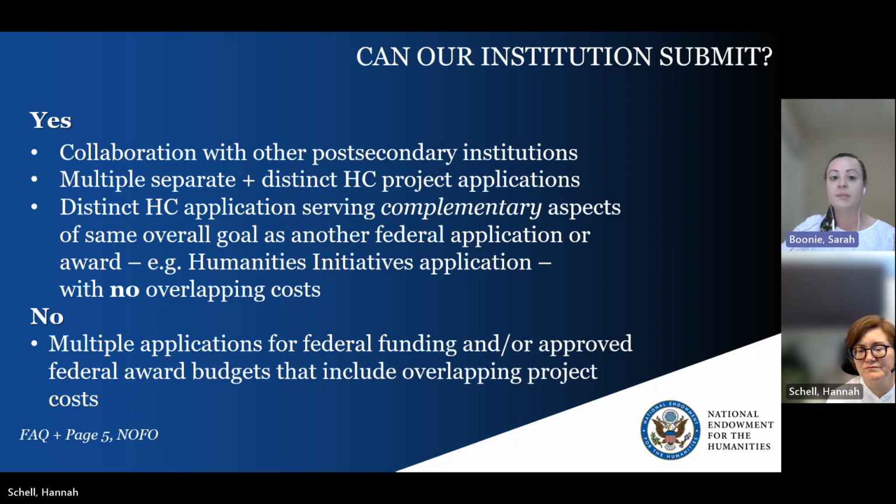Your institution cannot apply for Humanities Connections with the same project that was submitted for another pending NEH application, such as NEH Humanities Initiatives, or for a project whose activities or costs overlap with another application or approved award for federal funding, whether from NEH or another federal agency. But your institution can seek funding from more than one NEH program, such as Humanities Initiatives on the one hand and Humanities Connections on the other, for distinct projects that serve complementary aspects of the same overall goal and do not involve overlapping costs.